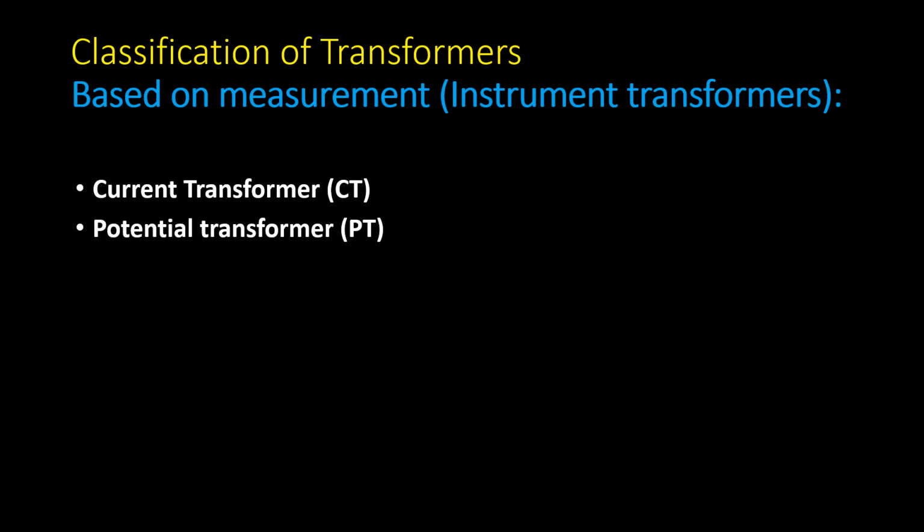The rating and construction differ, but the working principle remains the same, and the basic structure also remains the same. Only the rating, higher rating and lower rating, and the current ratio differ for protection and for measurement. But in both cases we have current transformers and potential transformers. We are using CT and PT for measurement as well as for protection.